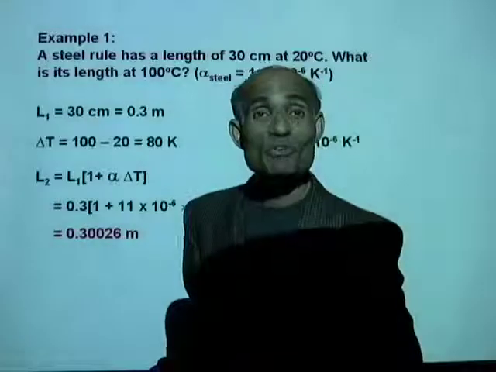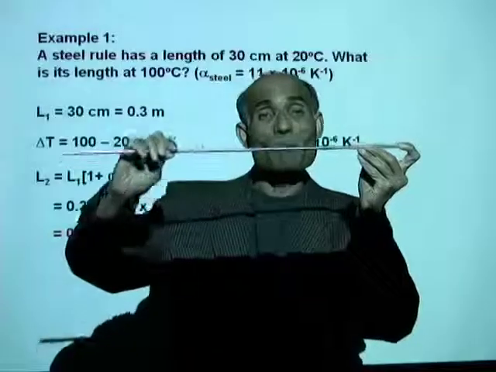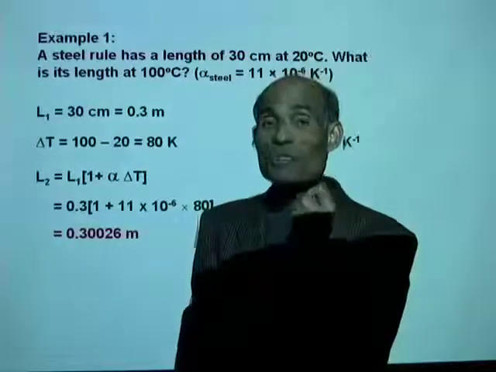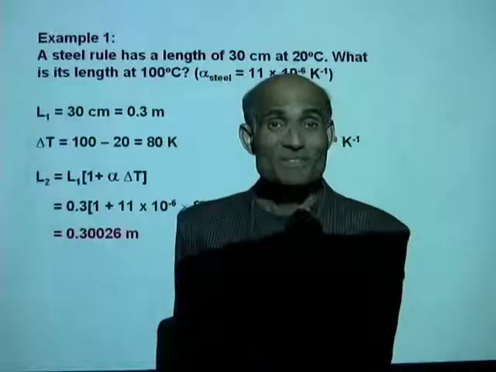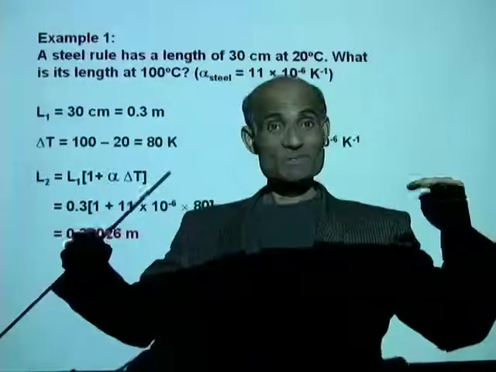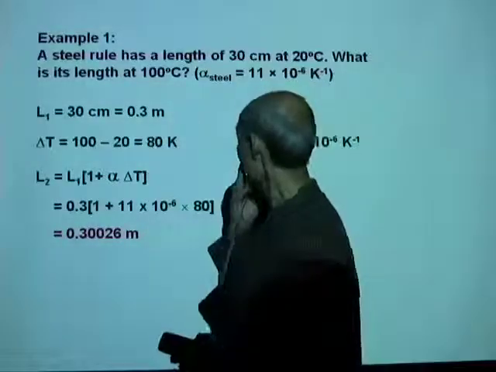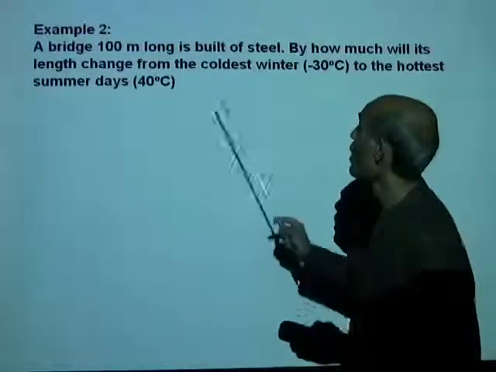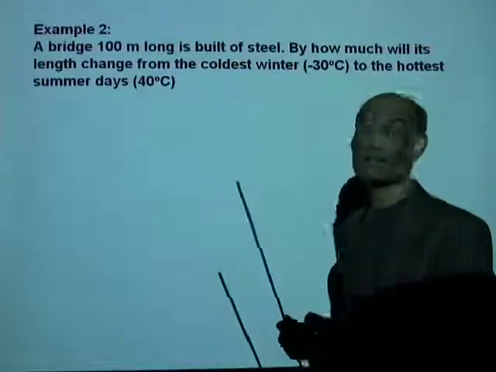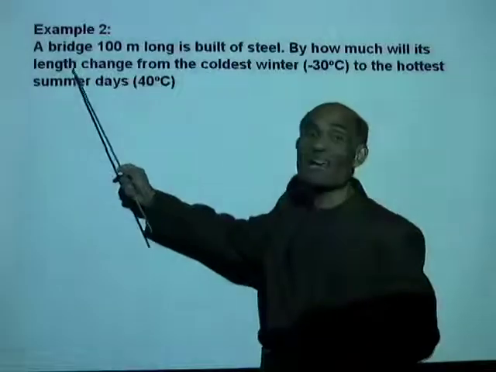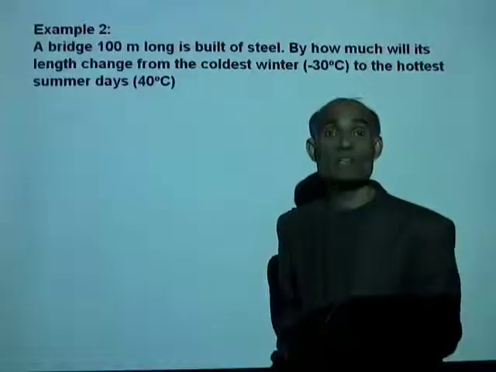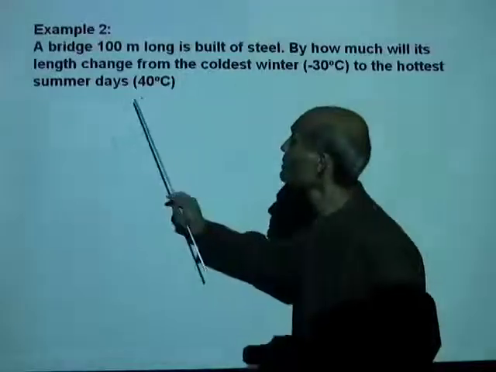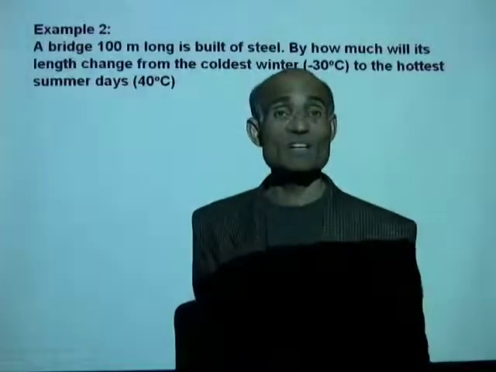That means if you use a steel rule for measuring length, as the temperature increases, the length measured will not be accurate because the length of the ruler changes. All right, let's look at another problem. A bridge 100 meter long is built of steel. By how much will its length change from the coldest winter of negative 30 degrees Celsius to the hottest summer of 40 degrees Celsius?